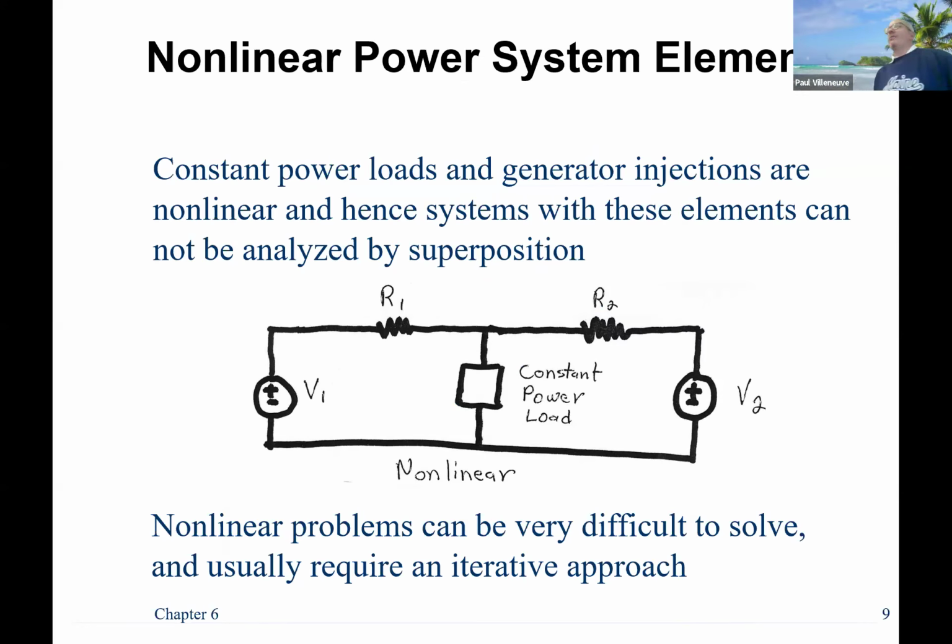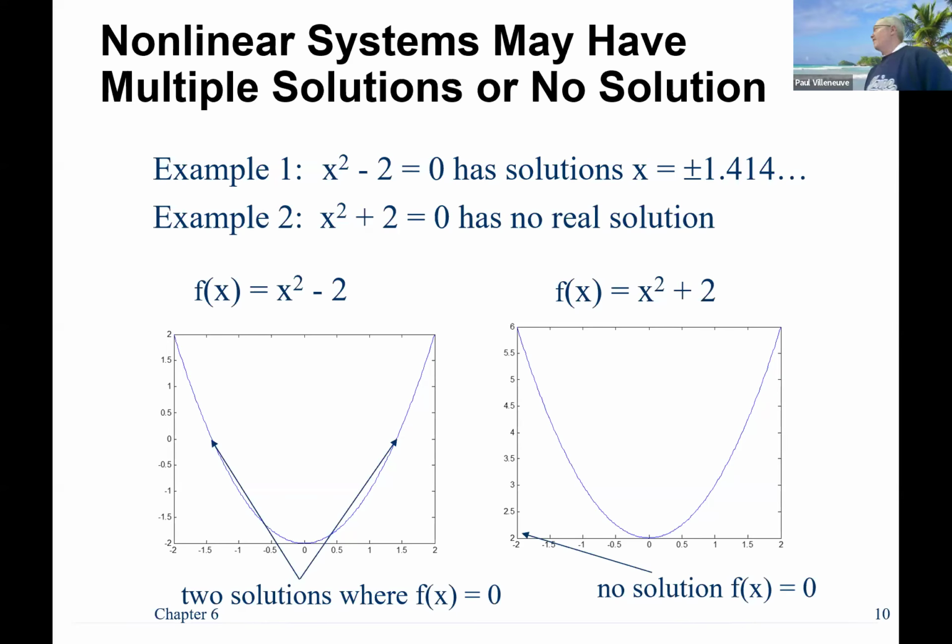So how about this problem? f of x equals x squared minus 2. Well, we can plot it, right? So what we're going to do is root solving. We're going to set our f of x equal to 0 and solve for x, and we can do that manually, or we can do a plot.